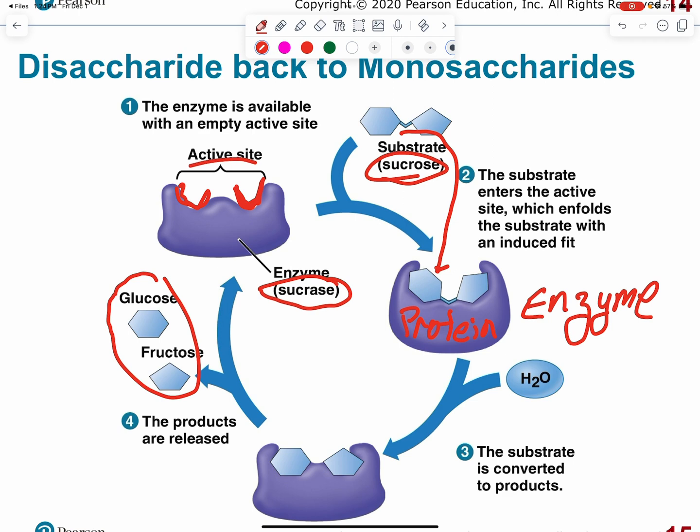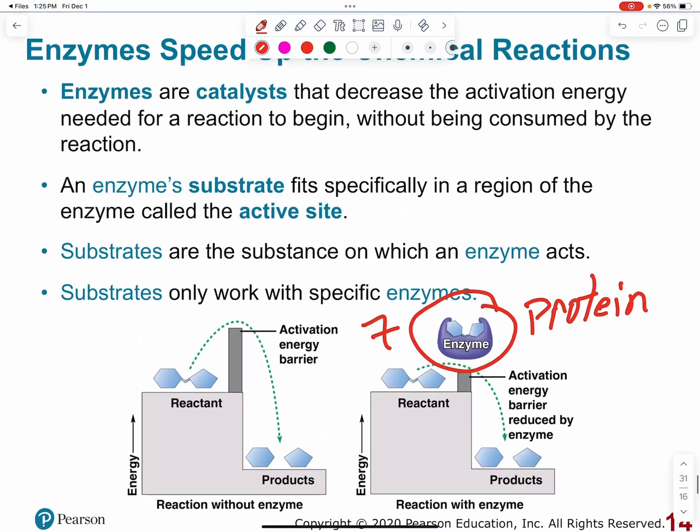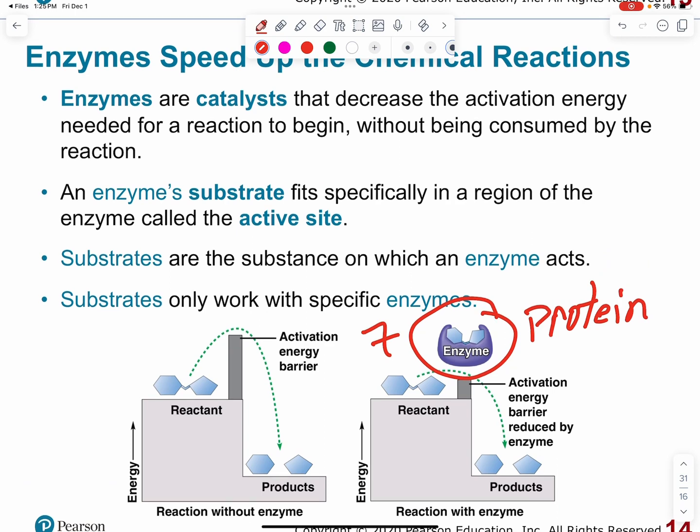Without enzymes, sucrose right here might take a week to break apart. Here, snap your fingers and it happens in 1 second. Chemical reactions are sped up by enzymes. And how it speeds up the chemical reaction is that it decreases the energy required to get the reaction going, and it's a helper. So there you go.